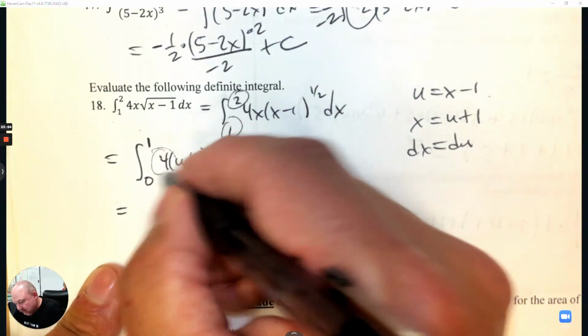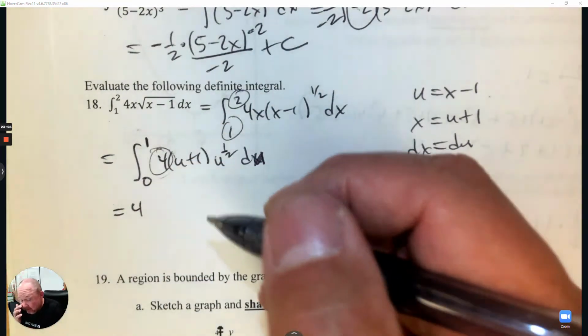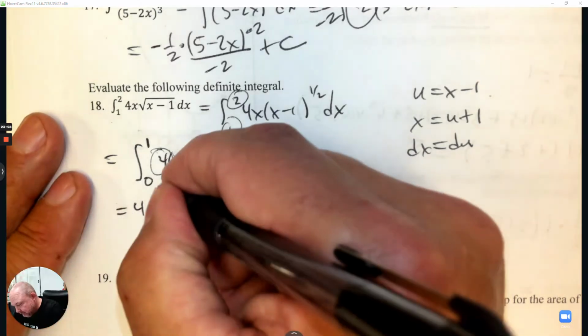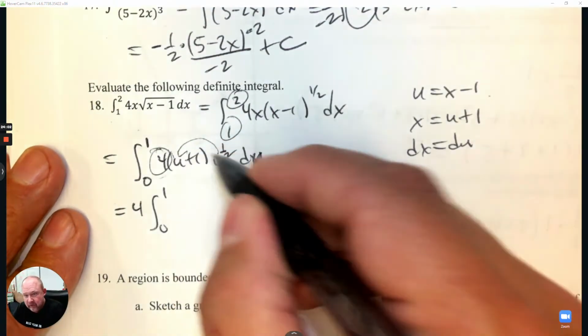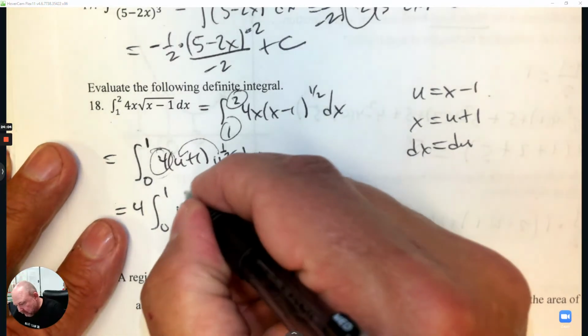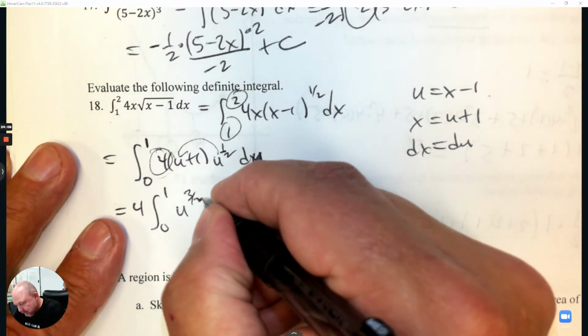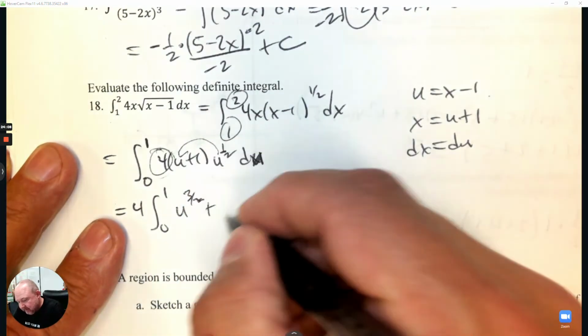So if you want, that 4 could actually be in front of the integration. And then you can just focus on u to the 1/2 times u. Add the exponents, it's u to the 3 over 2. U to the 1/2 times 1.